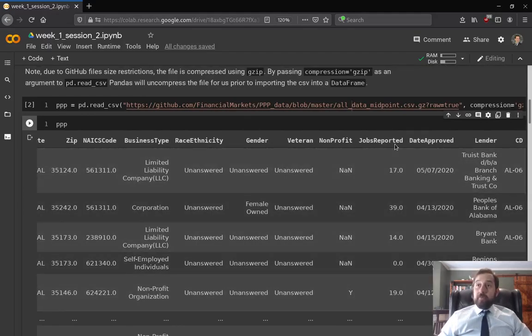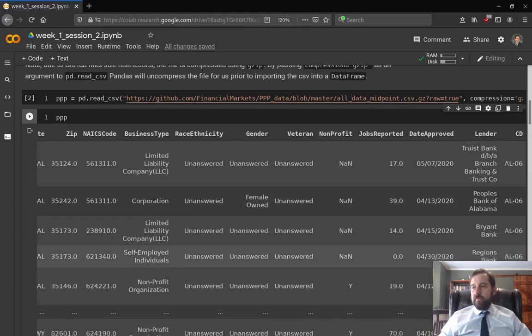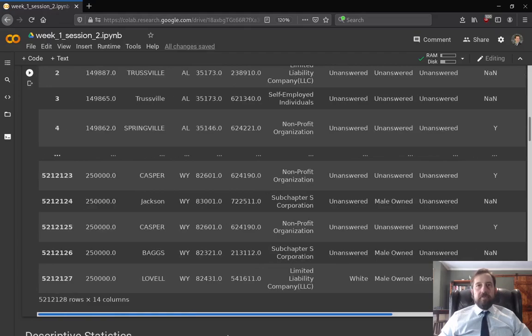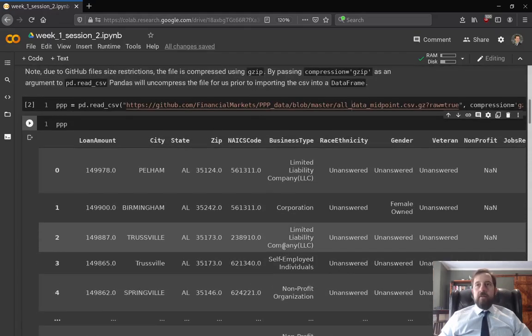Then we have the jobs reported. I believe this is saying how many jobs it would save. The date approved. This is the lender, and we have the congressional district. So this is our data set. Good.